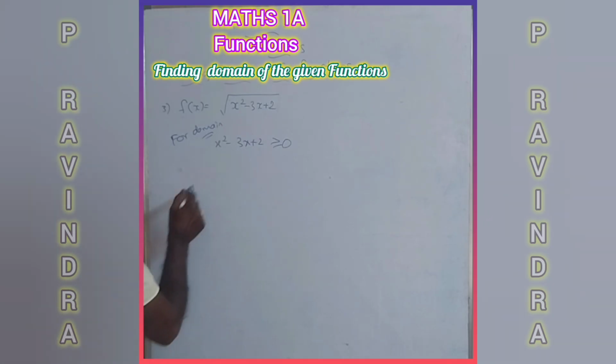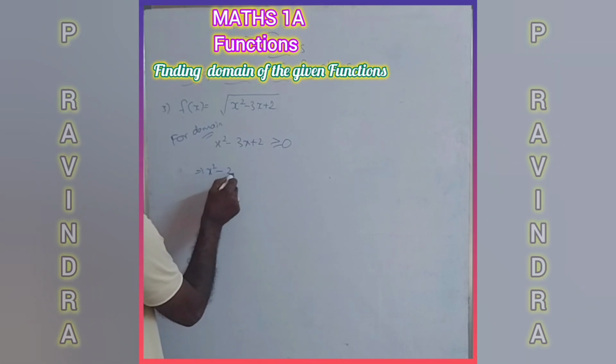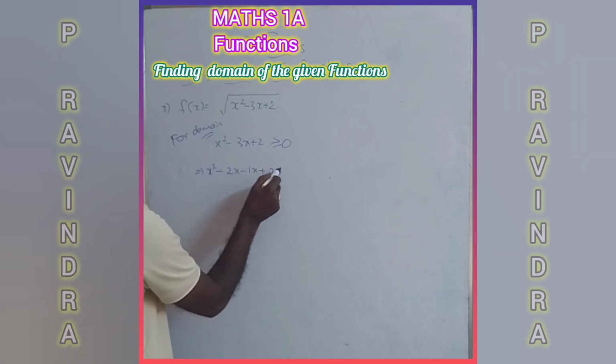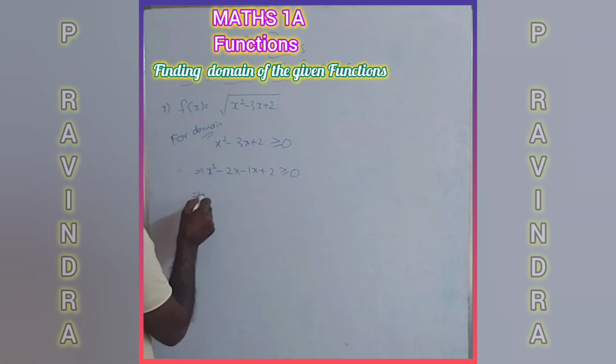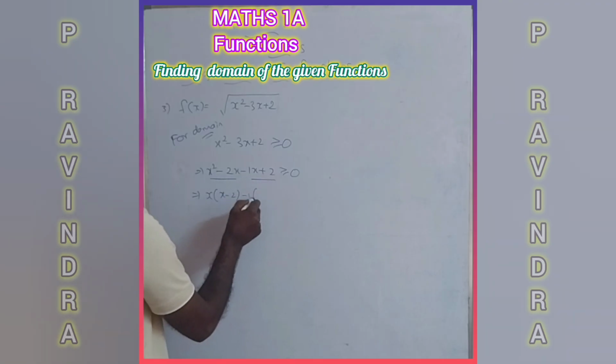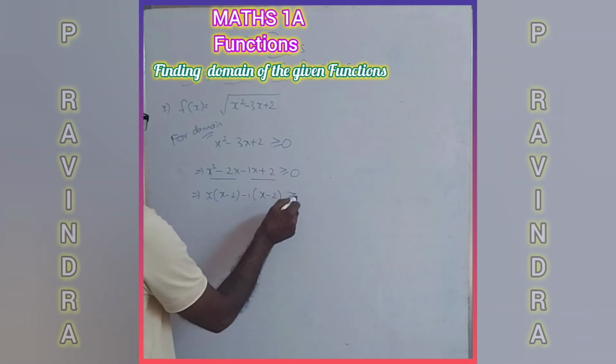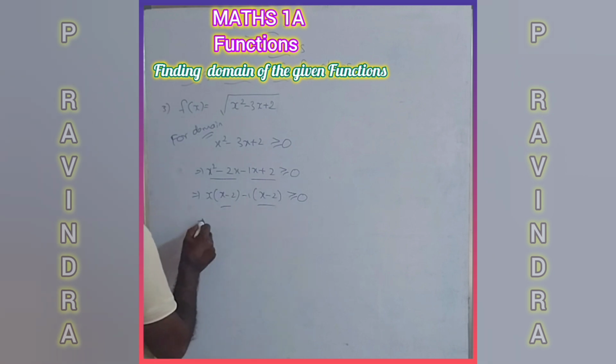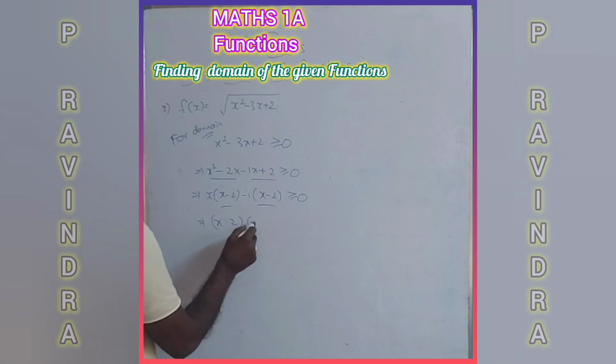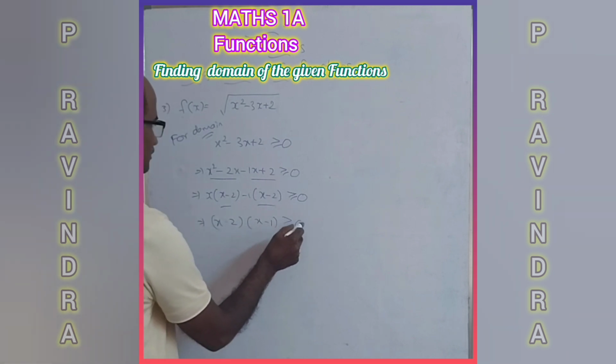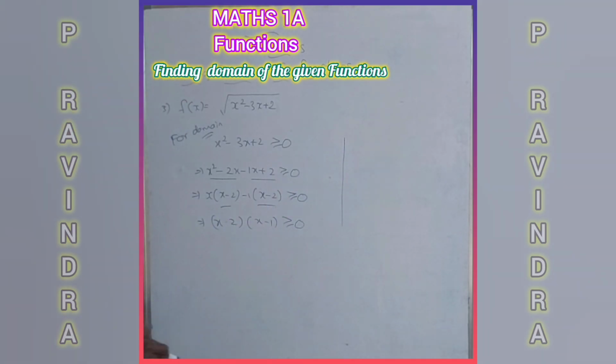Now let us factorize it. x square minus 2x minus 1x plus 2 greater than or equal to 0. Taking x common in the first two terms, x minus 2, taking minus 1 common, x minus 2 greater than or equal to 0. Now take x minus 2 common, you will have x minus 1 greater than or equal to 0. Now let us see an important concept.